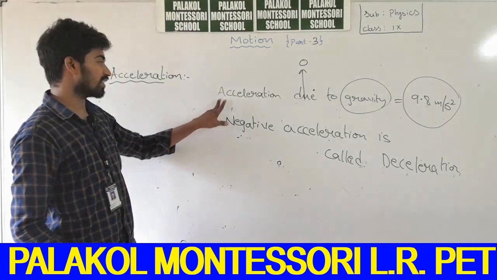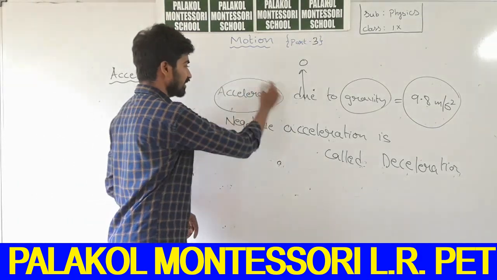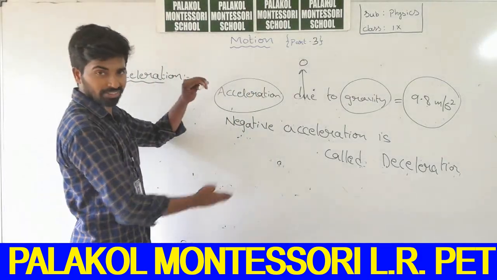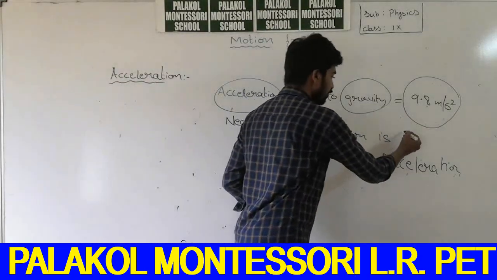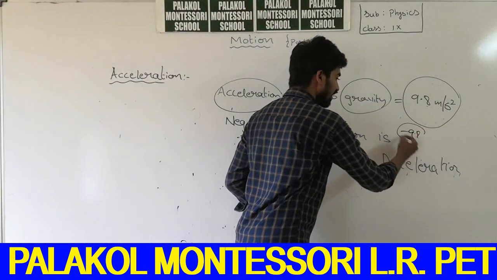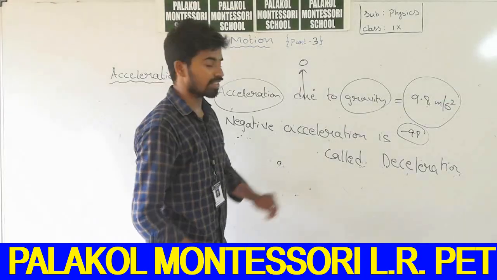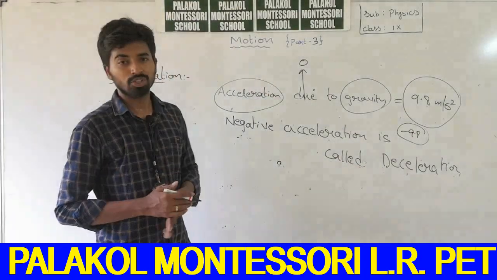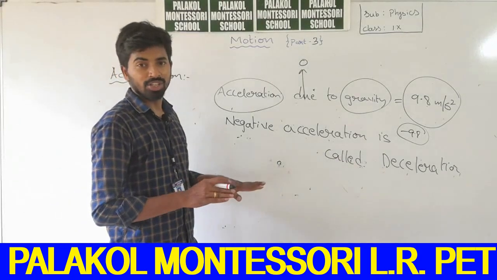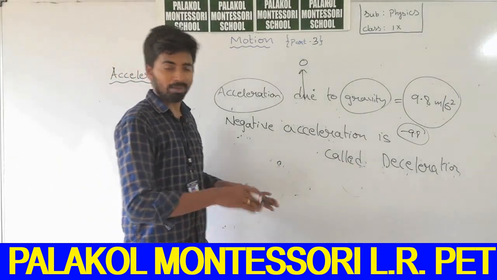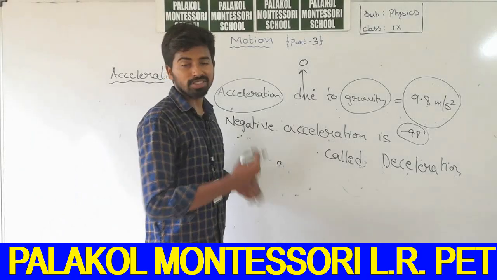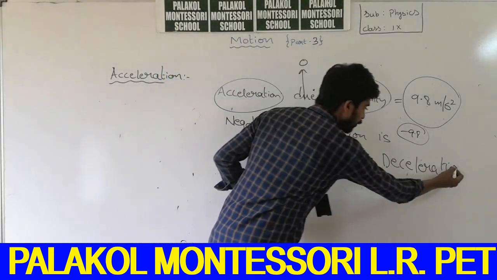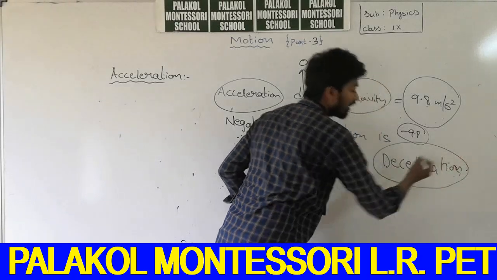So increasing speed we call acceleration. If the direction of the object is opposite to the gravity, it is taken as a negative value. That negative acceleration is called deceleration. Deceleration will decrease the speed. Whenever you are traveling in a vehicle, you will apply brakes. By applying the brakes, what will happen? The velocity decreases.